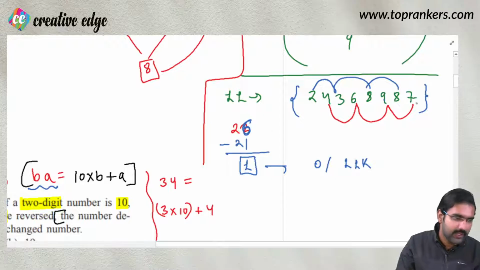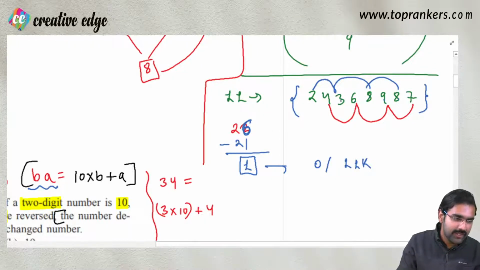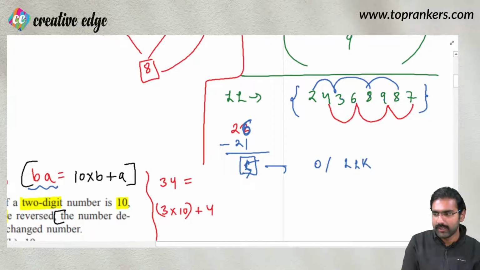And then obviously the other sum should have been 8 plus 8, 16. 16 plus 3 would be 19. 19 plus 2 would be 21. So the difference between 21 and 26 would be 5.